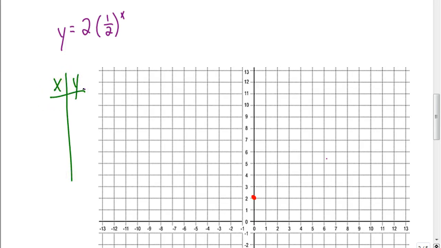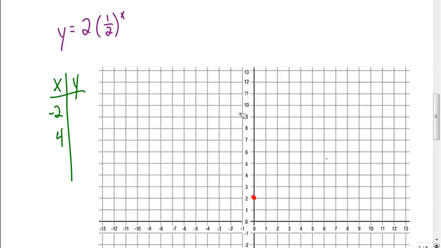And I'm going to pick some points for x and figure out what the resulting value would be for y. Now, since I know the graph is going to be decreasing over time, I'm going to use -2 for x and +4 for y, because that's going to give me a couple of points that will give me the big picture of what the graph is going to look like.